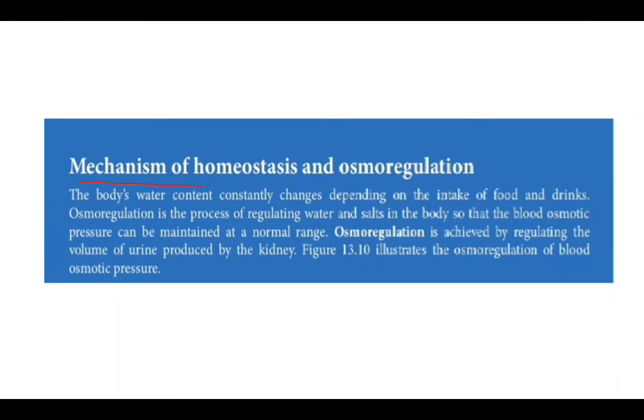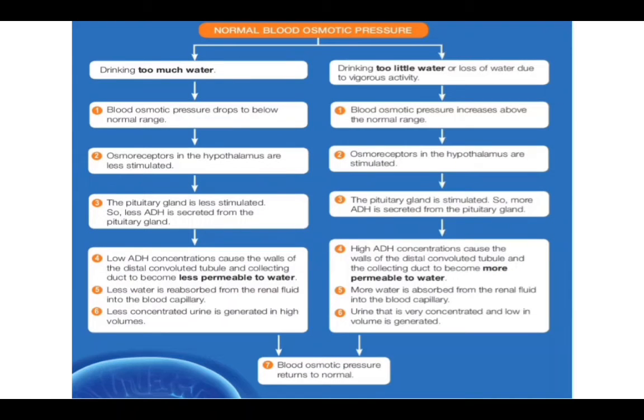Okay, mechanisms of homeostasis and osmoregulation. The body's water content constantly changes, depending on the intake of food and drinks. Osmoregulation is the process of regulating water and salts in the body so that the blood osmotic pressure can be maintained at the normal range. Osmoregulation is achieved by regulating the volume of urine produced by the kidney. Okay, so this is the osmoregulation of blood osmotic pressure.